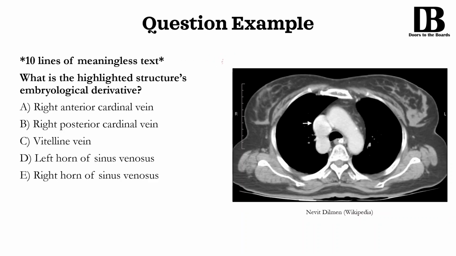Now, how would you get a question that asks you about this? Well, they try to relate it to the anatomy. So they would give you, for example, a CT image, and they would tell you with an arrow that they're interested in this structure. Then they ask you what is the highlighted structure's embryological derivative, and they give you several choices. In this case, this is the superior vena cava, so the answer would be, exactly, you guessed it, it's A.